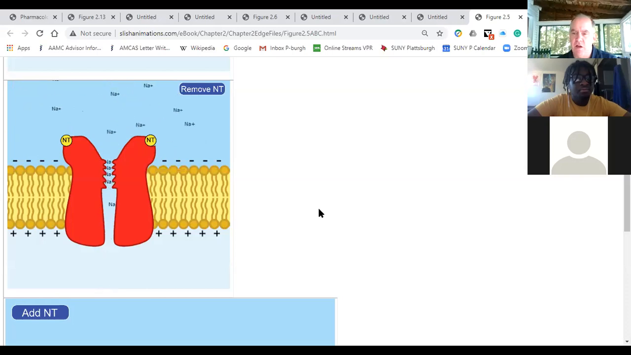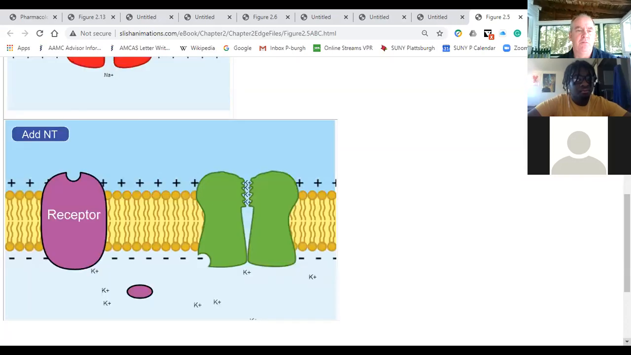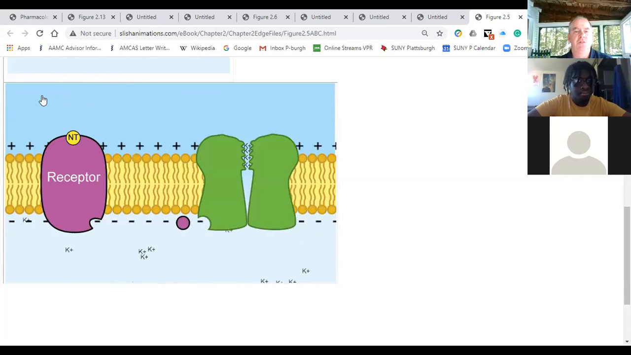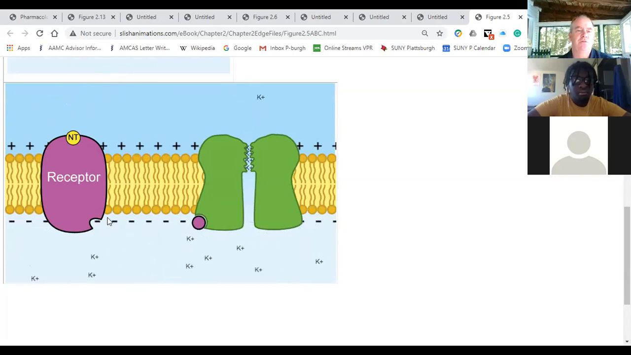Okay, and then the last one is your metabotropic receptor. Add neurotransmitter, boom, activates receptor, receptor activates G protein, activates channel. And now we've got potassium going out. This will shut itself off. Boom, boom, boom. And it will keep turning itself back on as long as you've got neurotransmitter. So that G protein shuts itself off, and then it gets reactivated.